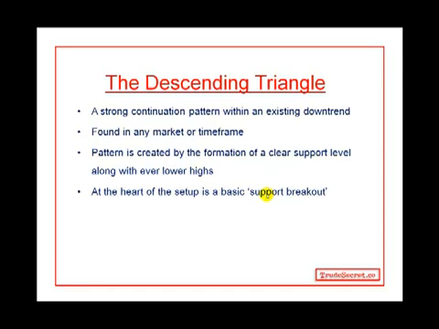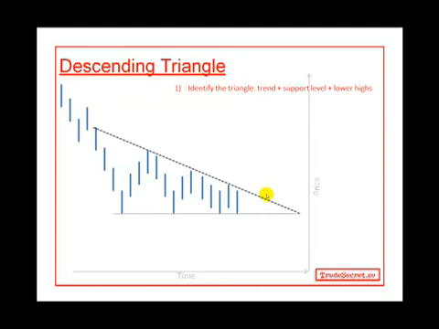So let's have a look at our descending triangle formation. Understanding the triangle, we must have our downtrend. That is important. We must have an existing downtrend. We've got a clearly identifiable support level, so it's tried 3 times and on a 4th time now trying to get through this diagrammatic level I've created, and the ever lower highs. So we've got high, lower high, lower high and lower high. So we have a lot of downward momentum.